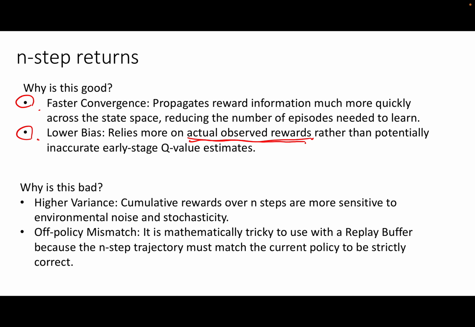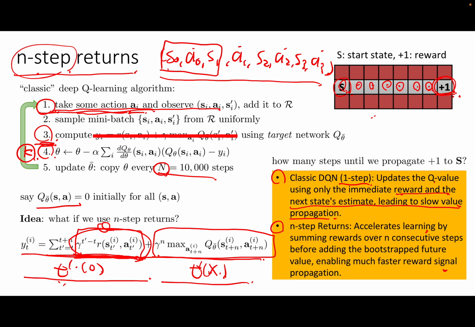There are always pros and cons, but the bad thing is higher variance: cumulative reward over n steps is more sensitive to environmental noise and stochasticity, right? That also makes sense, because especially in the early training stage, the Q function might output garbage values, so the taken action can be very stochastic, so that the transition from state 0 to state 1, state 1 to state 2, state 2 to state 3 might not make sense. They might not be optimal, because the chosen action might be very stochastic.